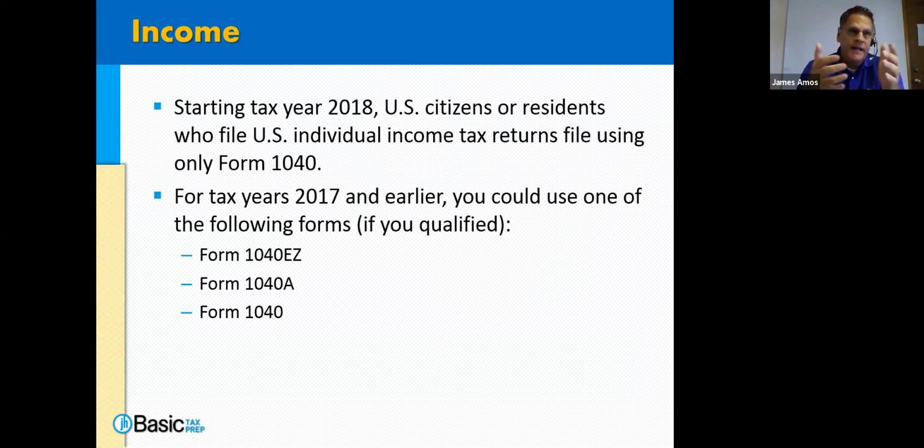So starting in 2018, which was this past tax year that we just finished the tax season for, U.S. citizens or residents who file U.S. income tax returns all file using only Form 1040. For tax years 2017 and earlier, we had something called a 1040EZ, a 1040A, and just a regular 1040. These were just shorter versions of the 1040. They did away with the 1040EZ and the 1040A for tax year 2018 and later. Do realize if you're ever in real life working on 2017, you're still going to have a 1040EZ and a 1040A.